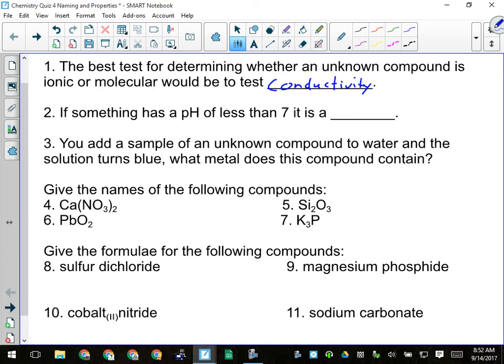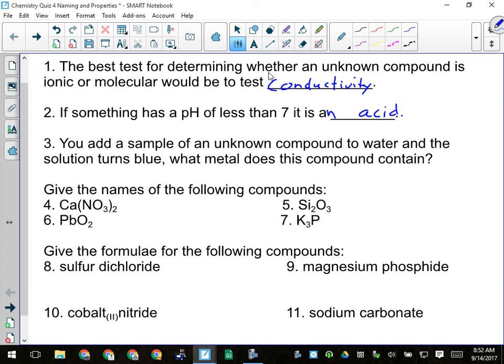Number two, if something has a pH of less than 7, it's a acid. This should actually be "and" to be grammatically correct. Okay. But you all knew what it was. Okay.